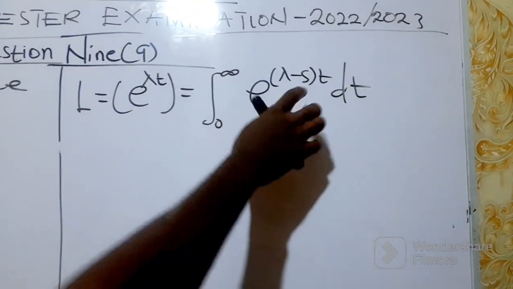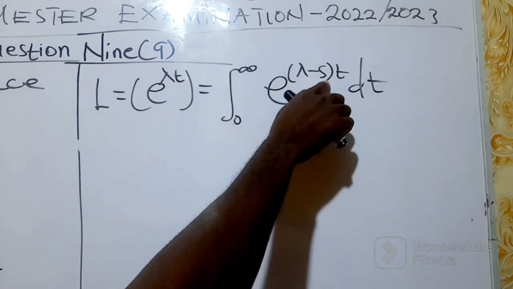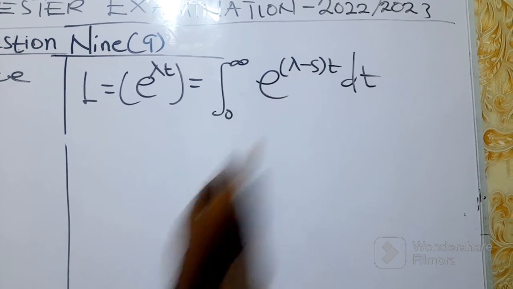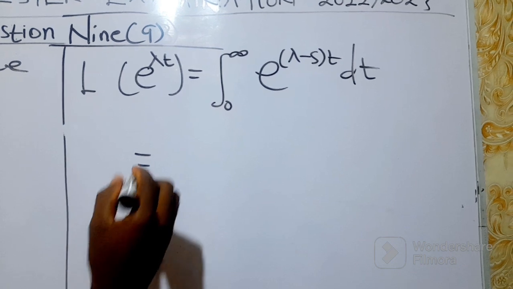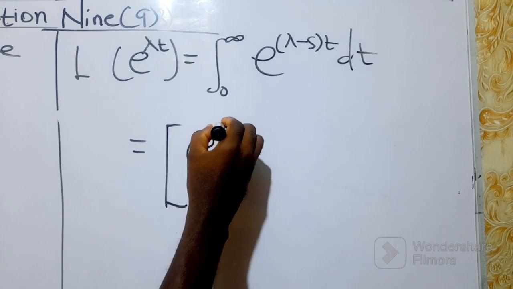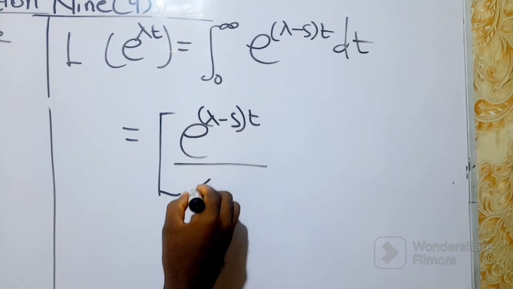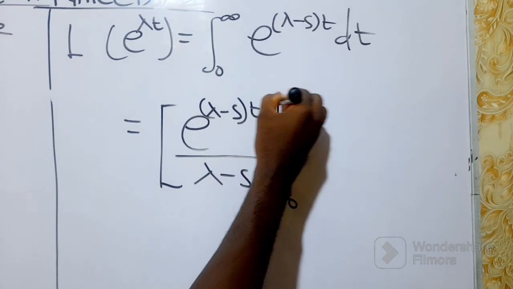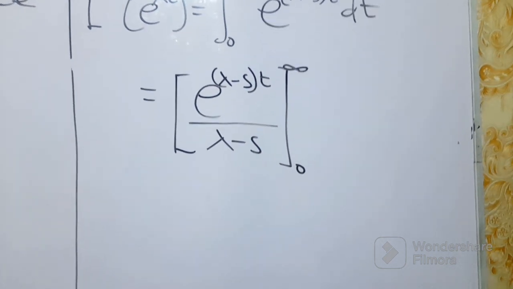So we need to integrate this exponential function. Remember how to integrate this exponential function. We differentiate the exponent and use it to divide the function. And the differential of this will just be lambda minus s. So we can say this is equal to e exponent lambda minus s all times t divided by lambda minus s. That will be the integral spanning from 0 to infinity. Remember, this is a definite integral, so there will not be any constant of integration.